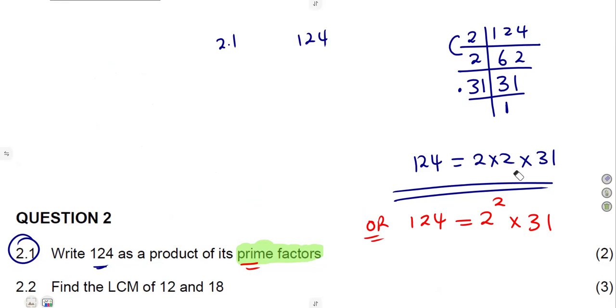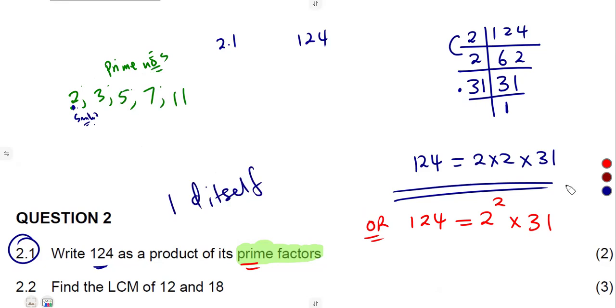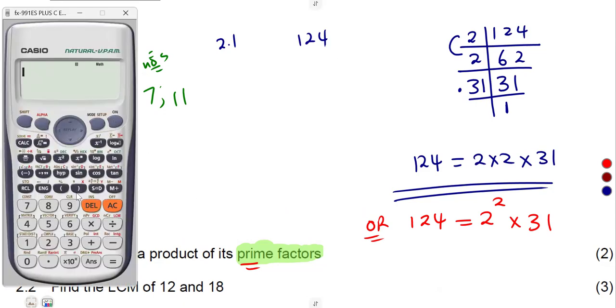All right, to verify, use the calculator. How do I use the calculator to verify this? All right, so this is it on your calculator. You write the number that you're given, 124 is equal to what? Then shift, you press this fact, these dots here. So it's going to be 2 to the exponent of 2 times 31. That is shift fact. You press that.